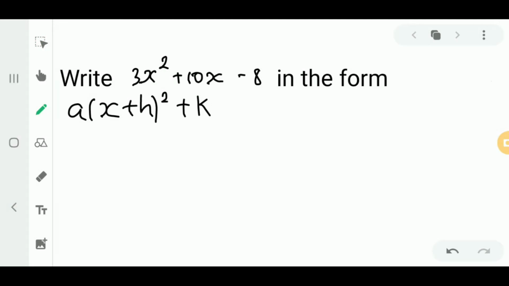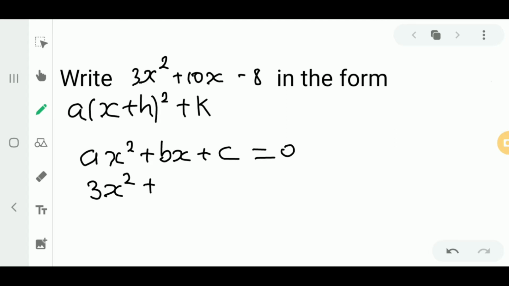So let's say we have this question here that says write 3x squared plus 10x minus 8 in the form a(x plus h) all squared plus k. So recall, this is our general equation for a quadratic. So now, if we line it up like this, we know that a is 3, b is 10, and c is minus 8. However, in this question, we don't have any equal 0, so we leave that alone.